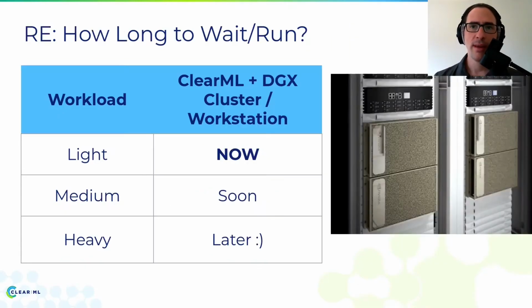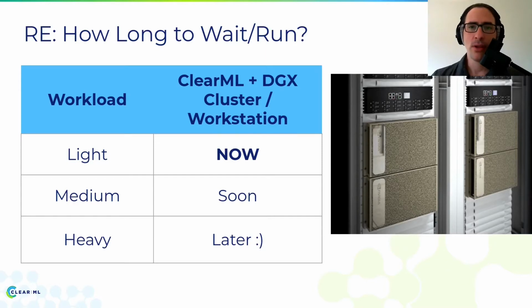So my theory is that it's already a possibility with DGX and an open source solution called ClearML. It enables this picture here. Light now, medium soon, and heavy later. Again, not automatically. I told you there's no magic, but if you iterate on your provisioning, as I suggest, you can reach a situation that is similar to this.